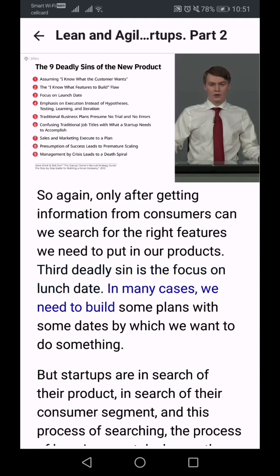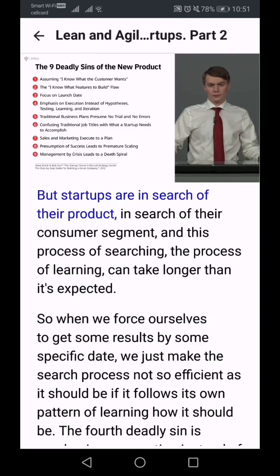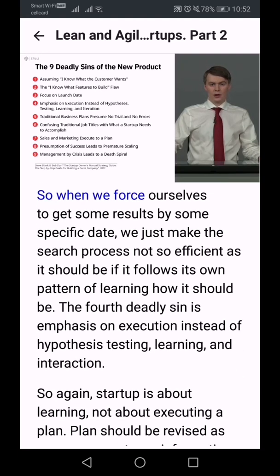In many cases, we need to build some plans with some dates by which we want to do something. But startups are in search of their product, in search of their consumer segment, and this process of searching, the process of learning, can take longer than expected. So when we force ourselves to get some results by some specific date, we just make this search process not as efficient as it should be if it follows its own pattern of learning.